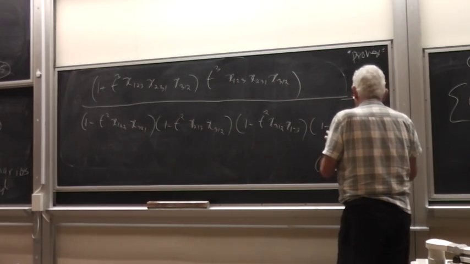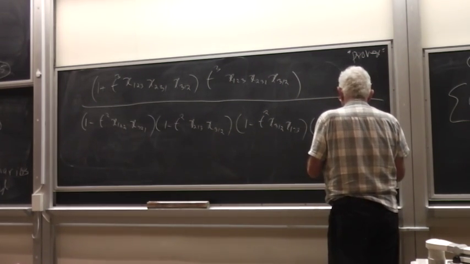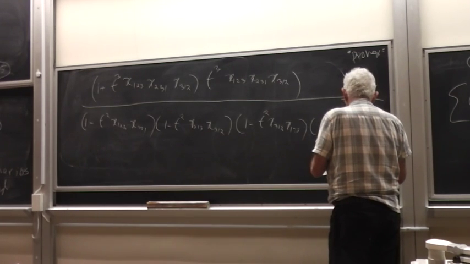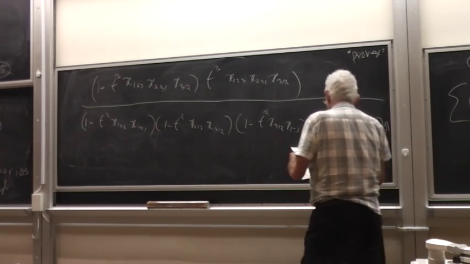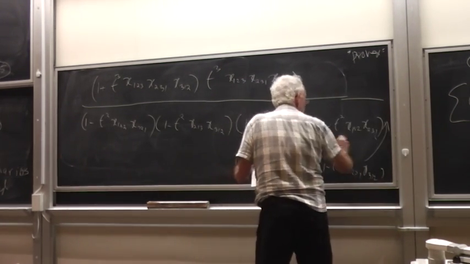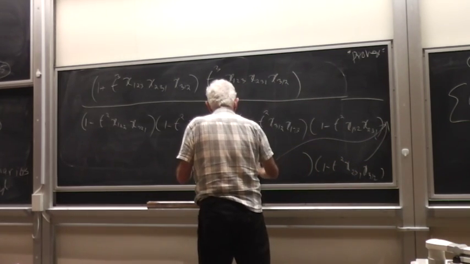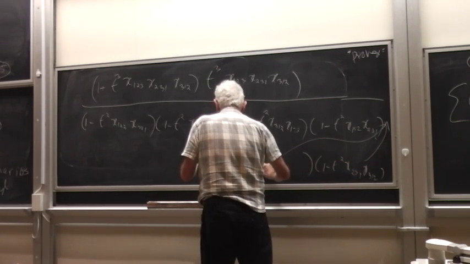1 minus t squared x minus 3, 2, x, epsilon, 2, x small. Yeah, one more. Yeah, there's one missing here. 1 minus t squared. So this is the beauty.